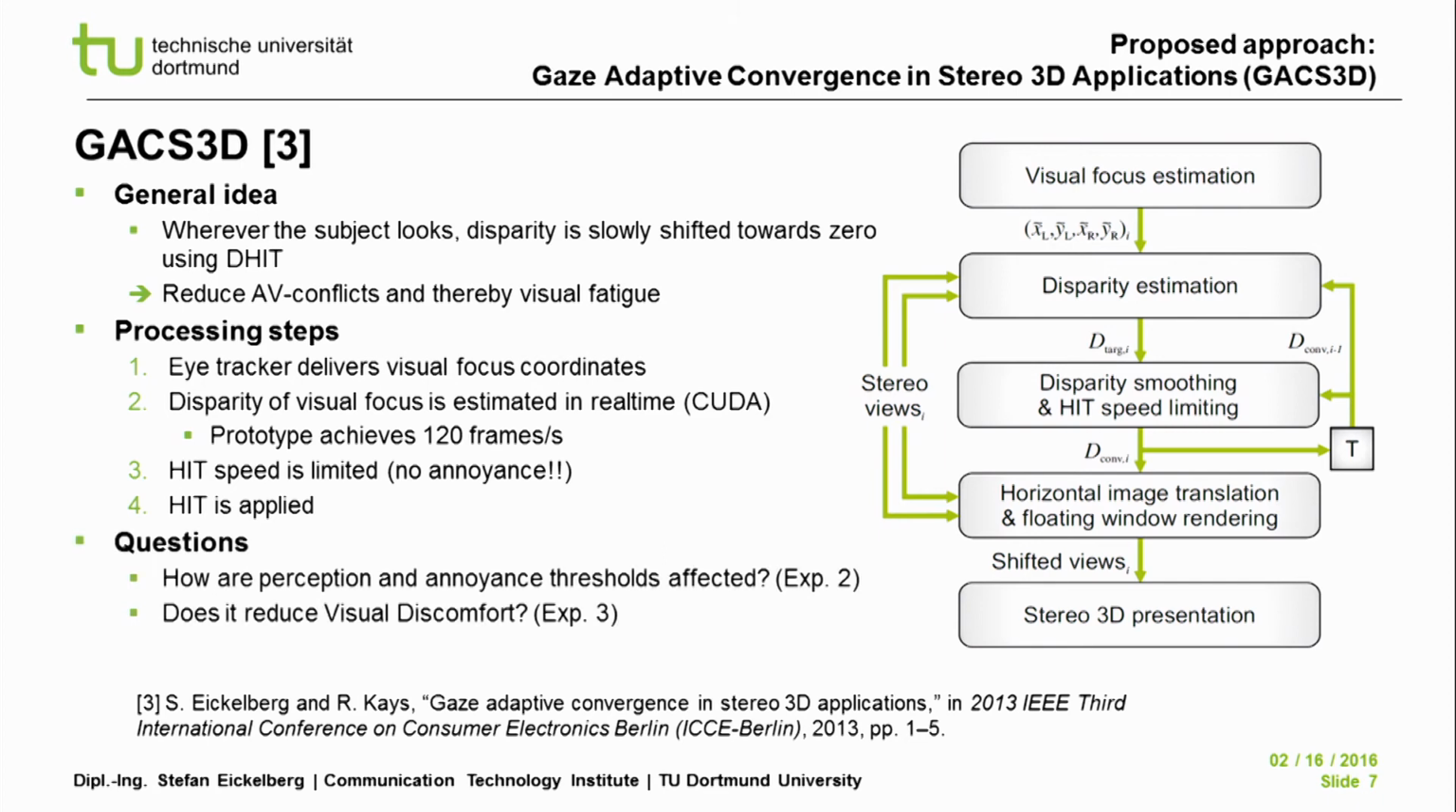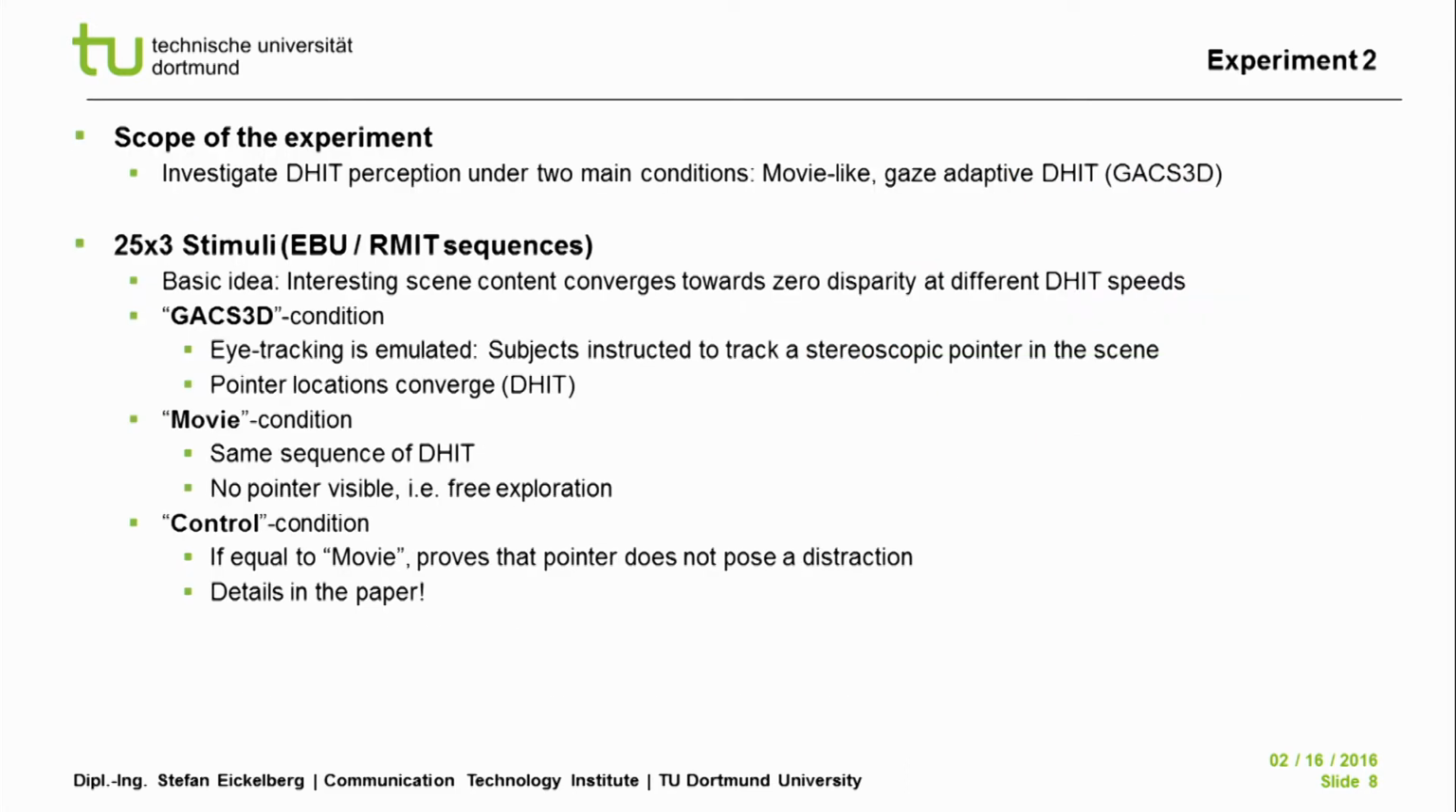So, there are obviously some questions, mainly, does this kind of processing affect the perception and annoyance thresholds? Are they in any way altered? And first and foremost, does it actually improve visual comfort? So, here we have our second experiment. In the first experiment, we had a really artificial design of the dynamic horizontal image translation, whereas now we aim to design it in a more application-oriented way and also investigate the properties of the gaze-adaptive approach.